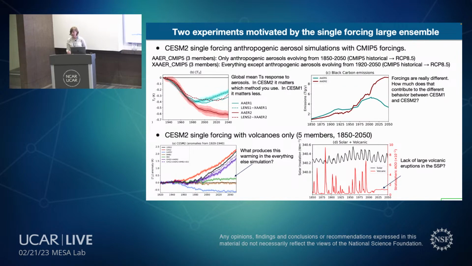So there's a couple of offshoots from the single forcing large ensembles. Motivated by the fact that we do see a pretty big method dependence on the aerosol influence on global mean temperature in CESM2, which you can see here. So the solid is where only the aerosols are evolving, and the dashed is where everything but the aerosols are evolving. And the maroon is CESM2, and you see this big method dependence in CESM2 that wasn't really there in CESM1, where you compare the teal lines.